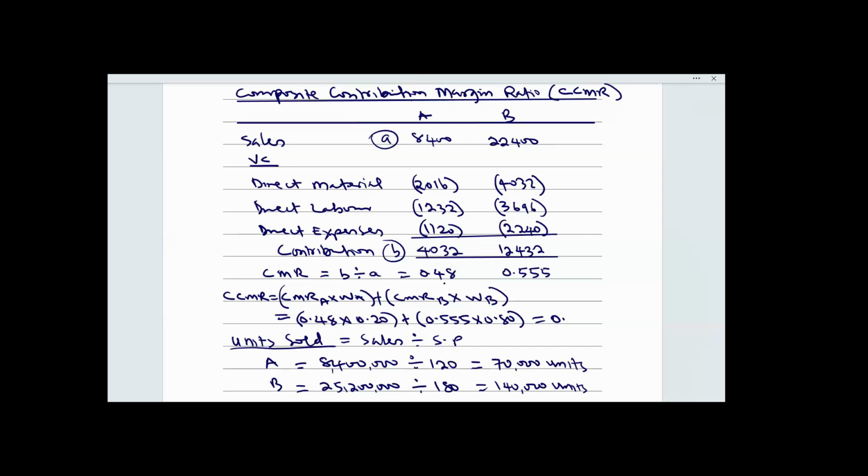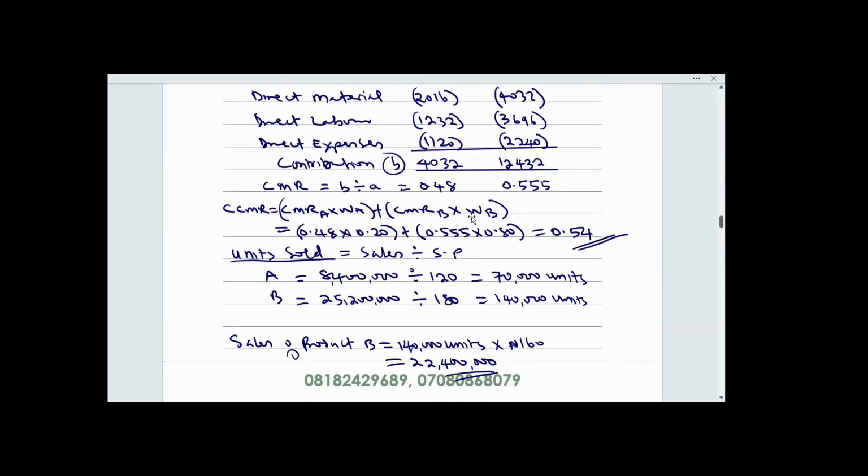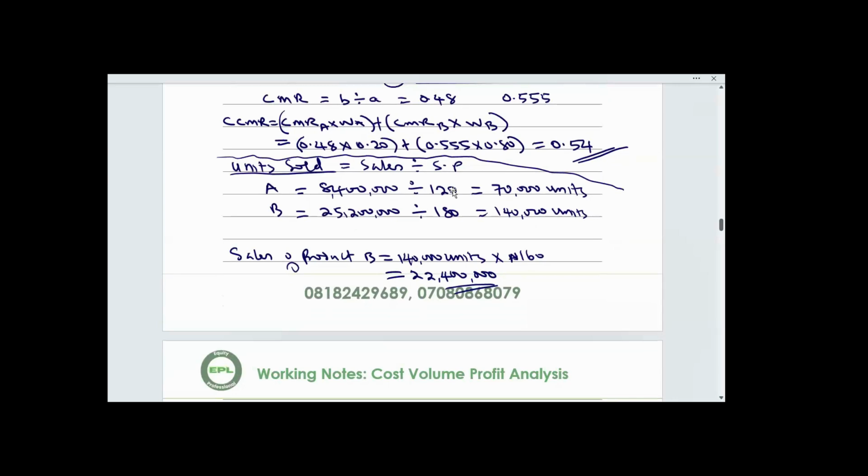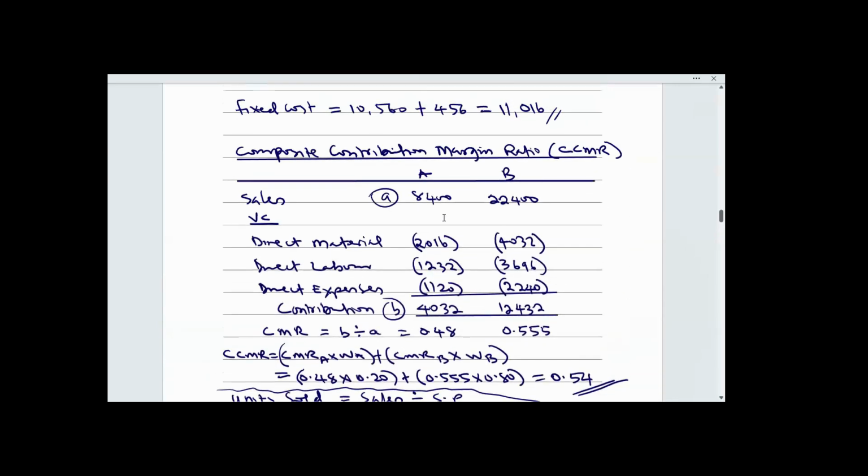The final answer I got is 0.54. You are correct, 0.54. So the composite contribution margin ratio is 0.54 or 54%. That's the working. Now that you have the composite contribution margin ratio, we can proceed to solve the requirements.